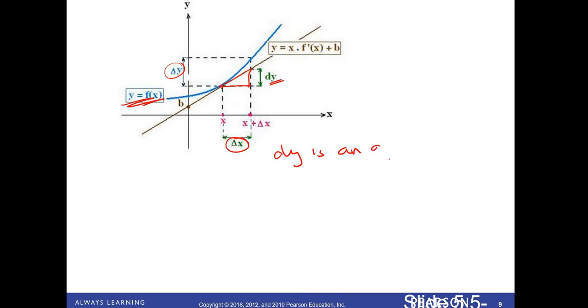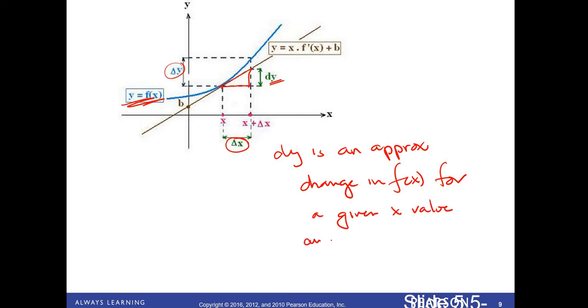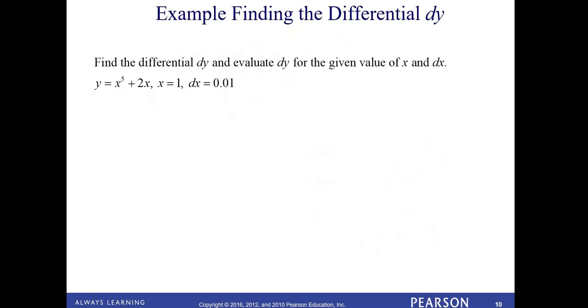is an approximate change in f of x for a given x value and a given dx, which is the same as delta x. That's not multiplication, that's just writing it two ways. Okay? So we're going to use this differential again to approximate a given change in a function over a particular change of x. So let's try one.